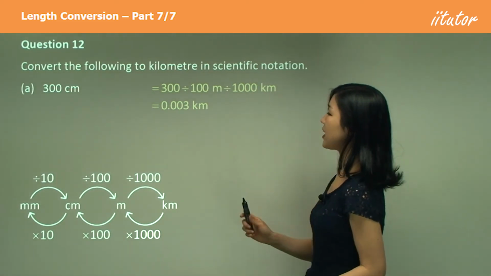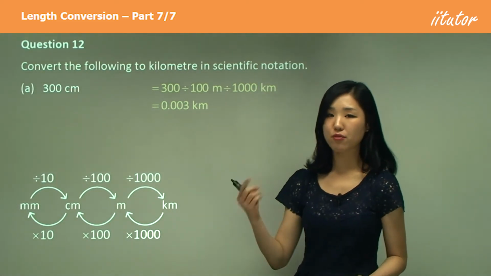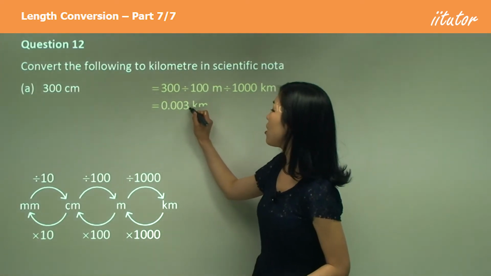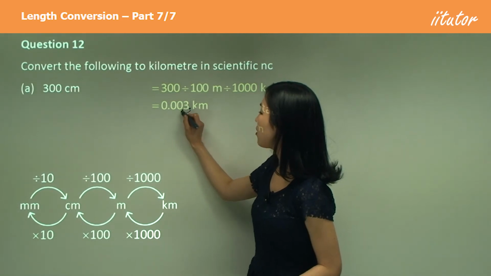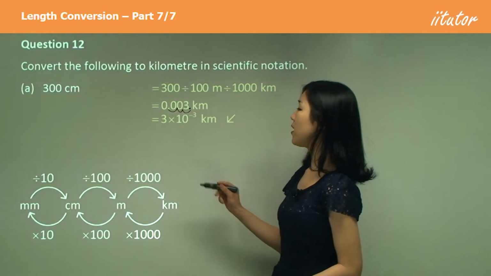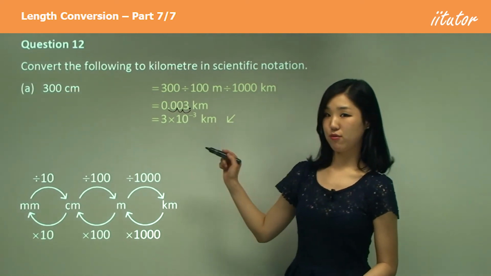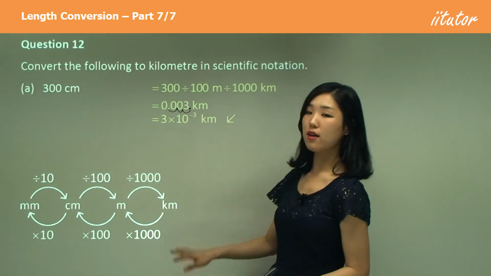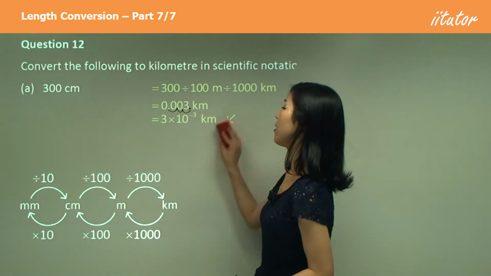And in scientific notation, we always want to put the decimal after the first non-zero number. So I'm going to put the decimal there, which means I need to go back 1, 2, 3 times to go back to the original spot. So it's going to be 3 times 10 to the power of negative 3 because we're going backwards. Remember, when we go backwards, we need to multiply 10 to the power of a negative number.